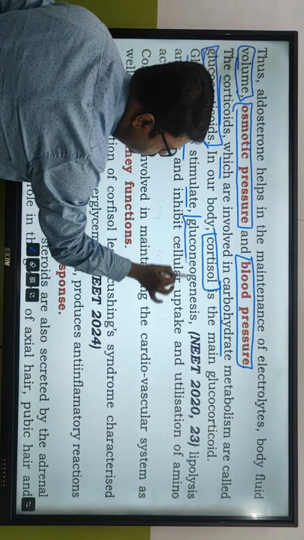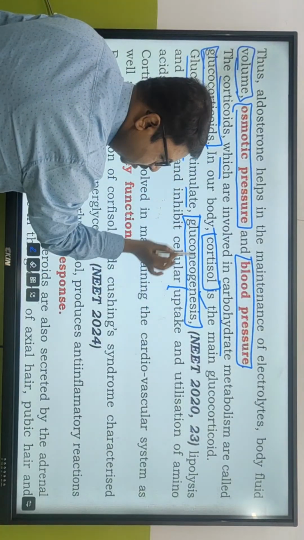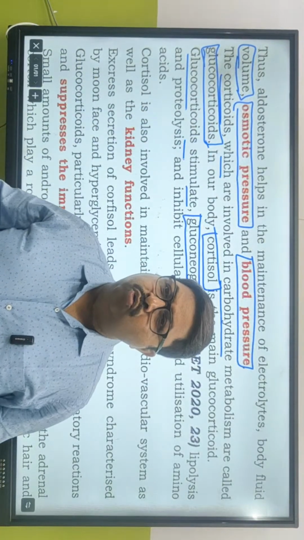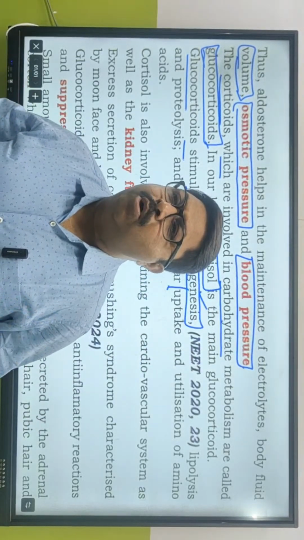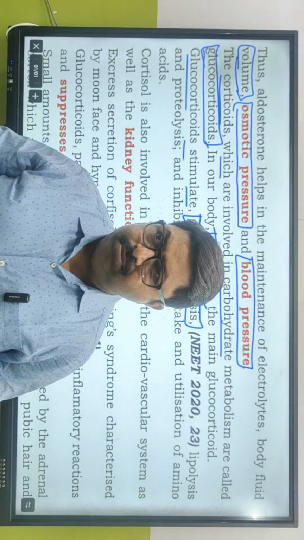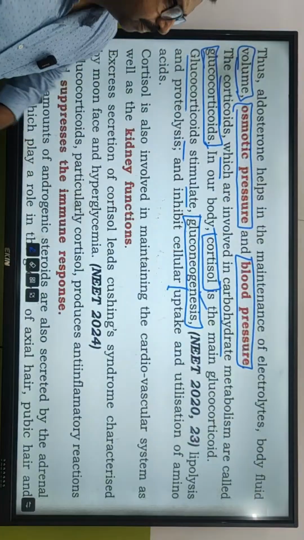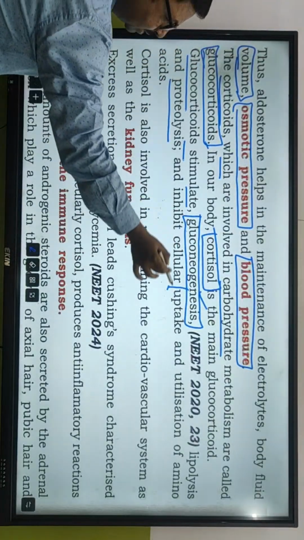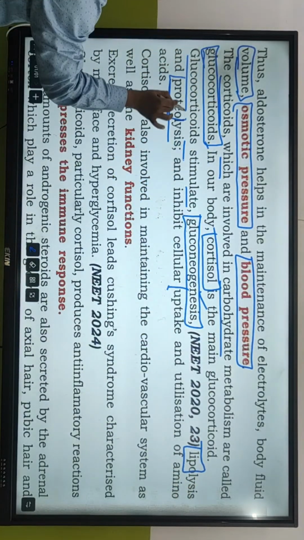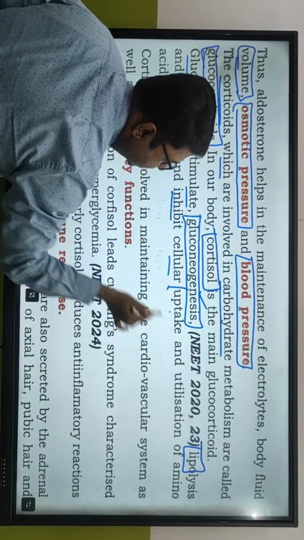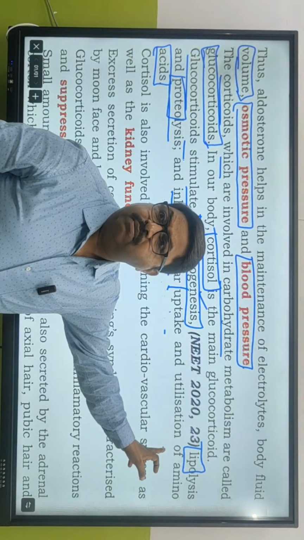Glucocorticoids stimulate gluconeogenesis. Now, what is the meaning of this? Genesis मतलब क्या है? Formation. Glucose. Neo means formation of glucose from non-carbohydrate source. Metabolism of glucose from non-carbohydrate source is called gluconeogenesis. It is also called as neoglucogenesis. Lipolysis and proteolysis. What does lipolysis mean? Breakdown of fat. And proteolysis, breakdown of protein, and inhibits cellular uptake and utilization of amino acids.